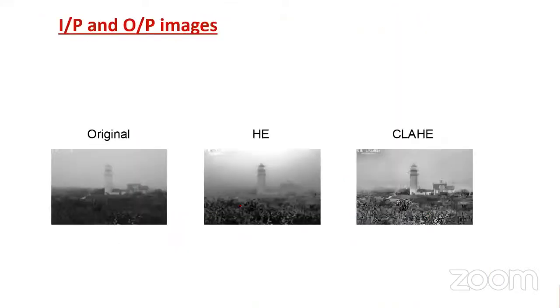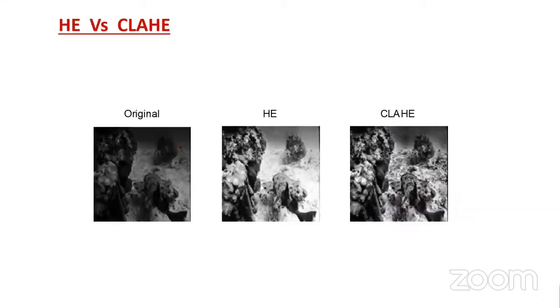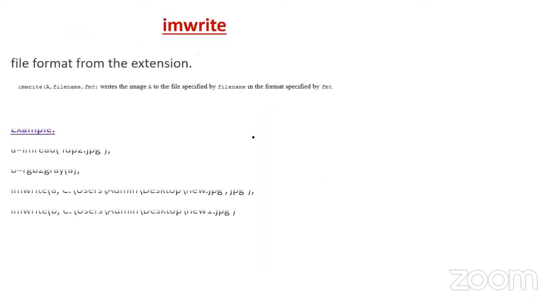I just want to compare: the original image, the histogram equalization image, and CLAHE. Here we are not getting that much quality when compared to histogram equalization for this example. In this example, okay, better. With both histogram equalization and CLAHE we are getting better quality, not an issue.